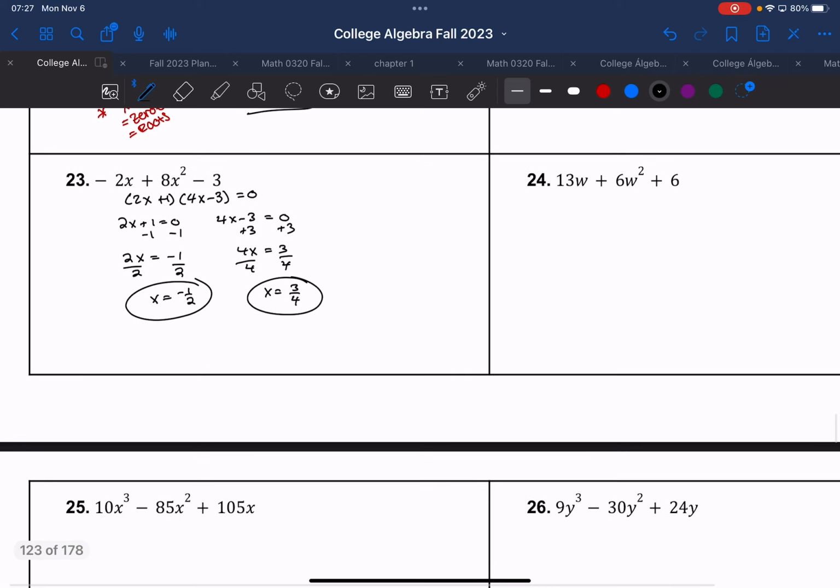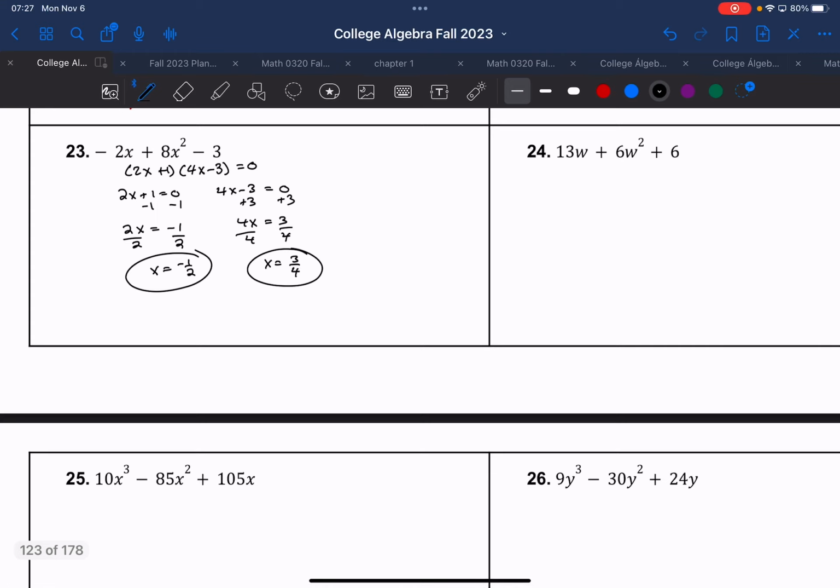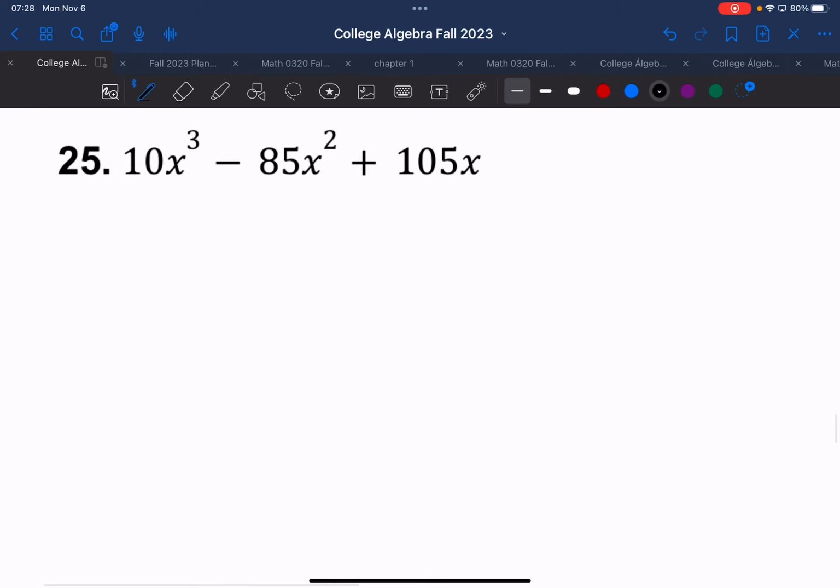What was the next problem that we did? What did it start with? Okay, so it's this one, 10x cubed. So for this one, we got our factors to be 5x times 2x minus 3, x minus 7. Look good? Make sure it matches. And remember, it doesn't matter the order of the parentheses as long as they're both there.